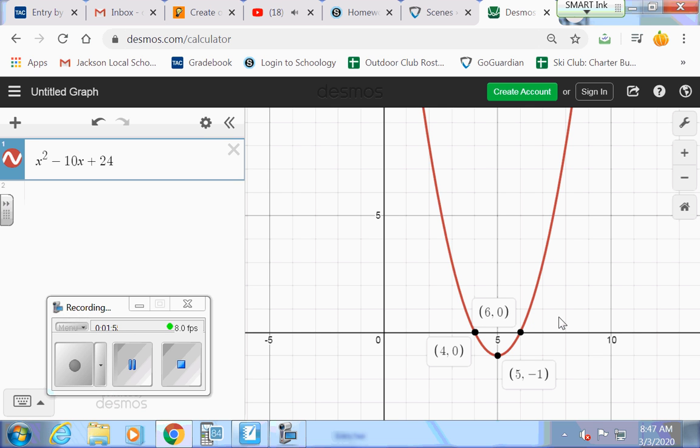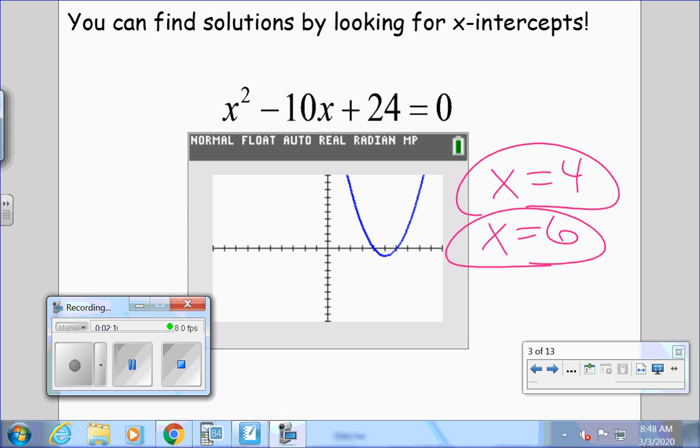Mine doesn't look like that. So did you type in x squared minus 10x plus 24? Oh, got it. Yeah. So on this example problem, the two solutions are x equals 4 and x equals 6. They're the x-intercepts.